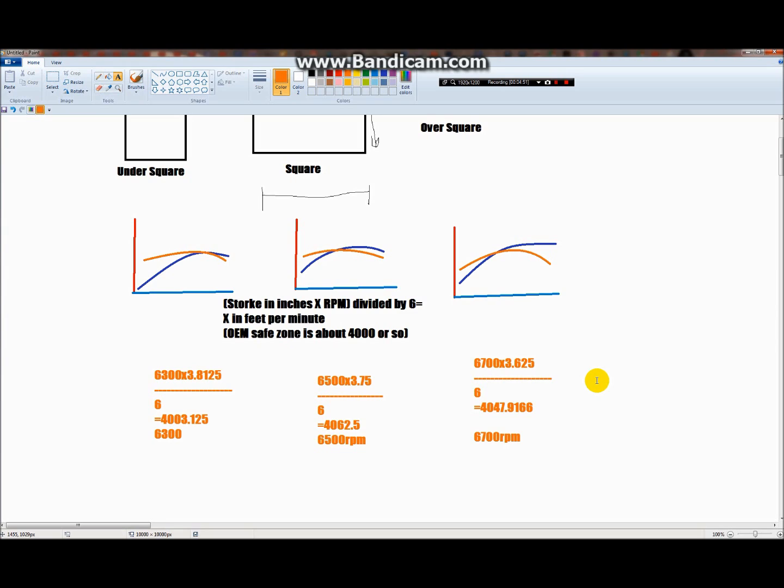But yeah, 4,000 feet per minute, if you can stay under that, that's good. And this is why, in some instances, an over square motor is better than an under square motor. Now, if you're looking just for a torque monster, then what does it matter? But if you're looking for something that you can just keep your foot on the gas and it not care for a while, over square might be your best option.